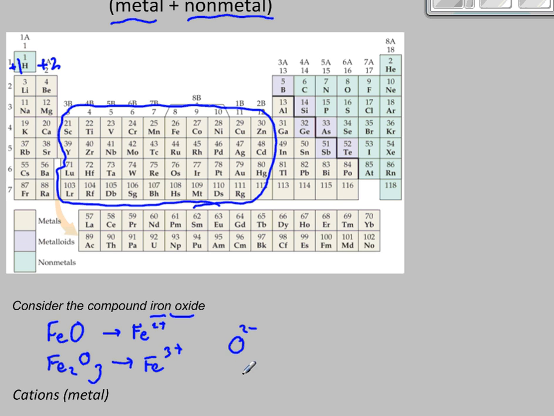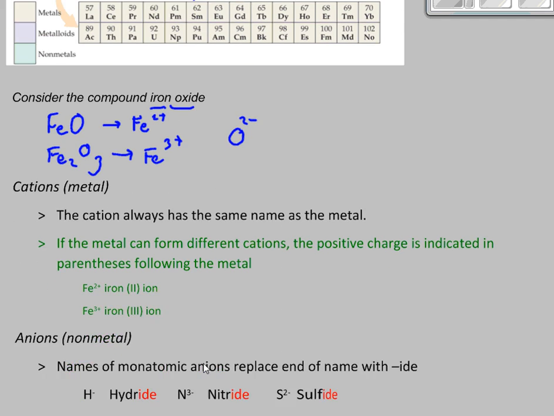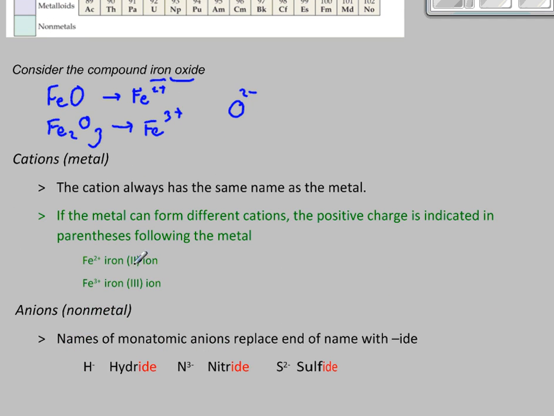So remember, a good name had to do two things. It had to tell what types of atoms we had, for example, iron and oxygen, and then how many of each one. So this name doesn't work because it leaves some ambiguity. We're not sure, is it FeO or is it Fe2O3? So what we need to do to solve that is we need to add another rule. And the rules stay the same for anions, which is good, but we add this rule. If the metal can form different cations, the positive charge is indicated in parentheses following the metal.